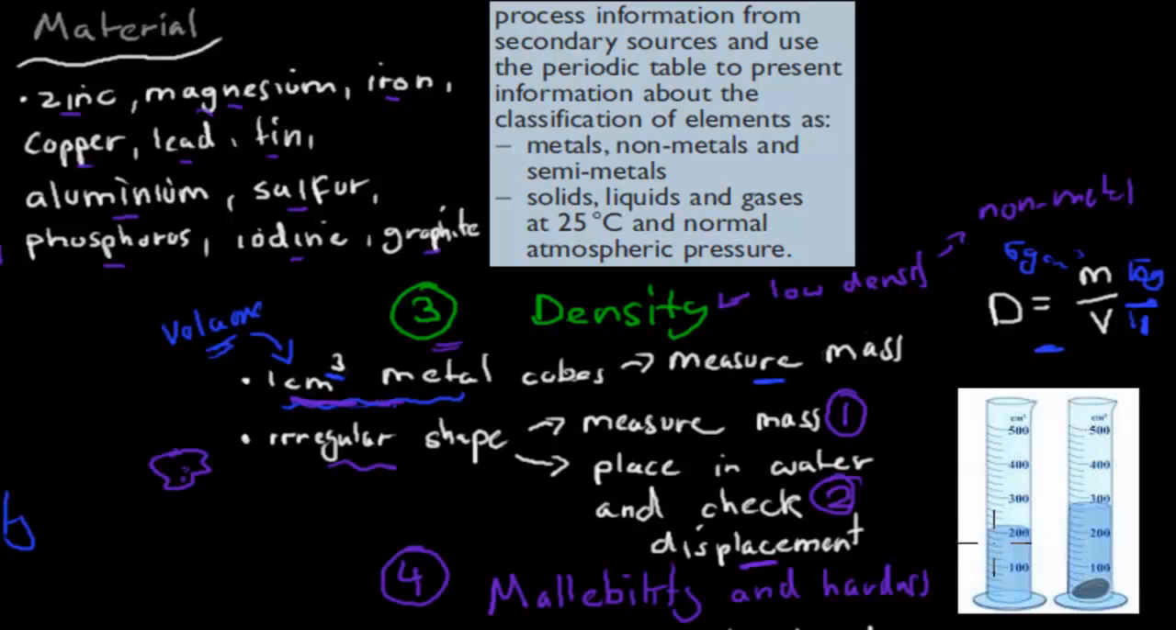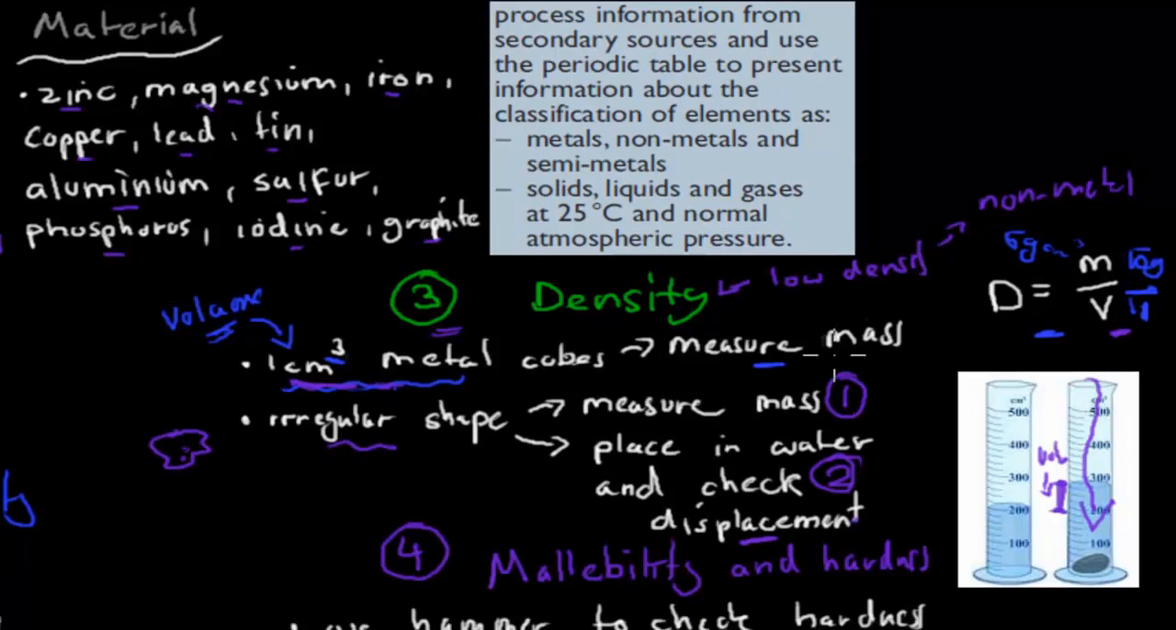What I mean by that is, this is before you put anything in. Now you put the actual shape inside. What happens is you can see the water has gone up, and this increase in water is the same as our volume. So you would just read the actual increase and determine that that's your volume. Once you've done that, you would just place it all back into the formula and figure out its density. Things with high density might be a metal, low density might be a non-metal.